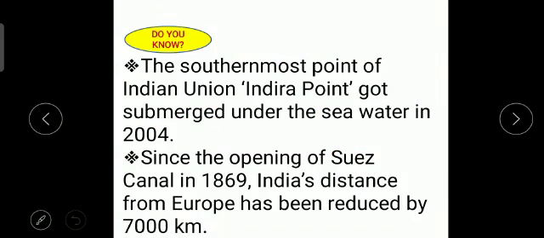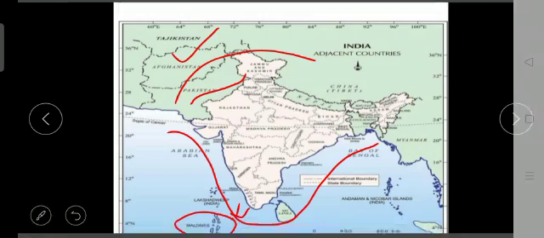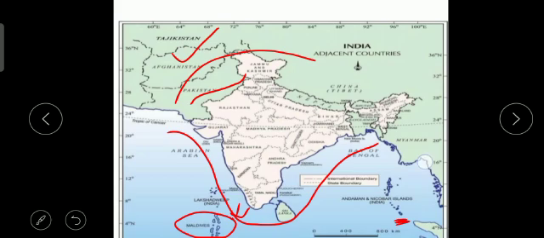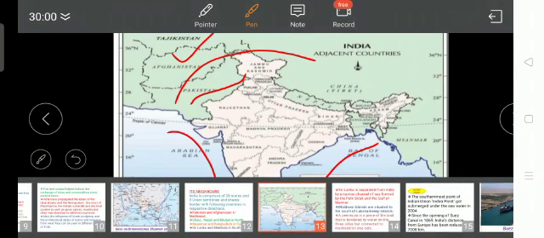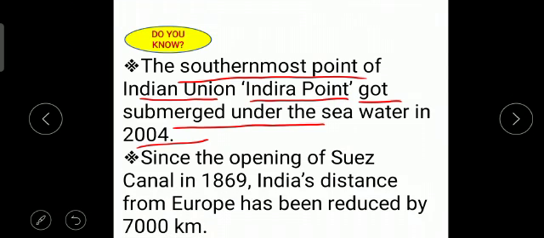Some important points from this chapter: the southernmost point of the Indian Union was Indira Point, which got submerged under the sea water in 2004. What happened in 2004? There came a tsunami, and due to this tsunami, the last point, located after the Arabian Sea here at 6 degrees, called Indira Point, or we can also call it Pygmalion Point, was submerged under the water.